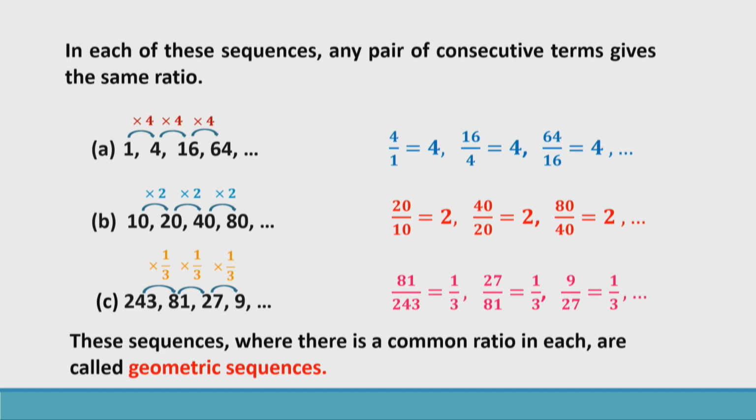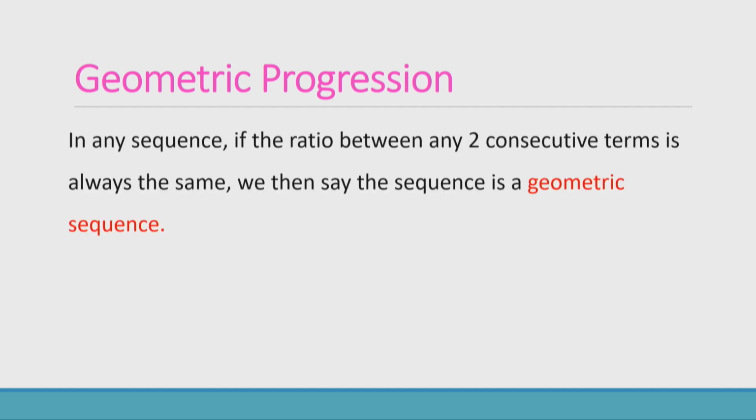So we can see here that we are having to multiply by the same value to get the next term. In this case, we say that we have a common ratio. And these sequences are called geometric sequences or geometric progression. So what is a geometric progression? If in any sequence, the ratio between any two consecutive terms is always the same, we then say that the sequence is a geometric sequence.